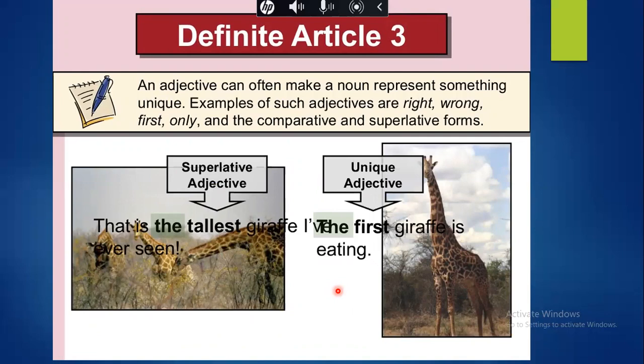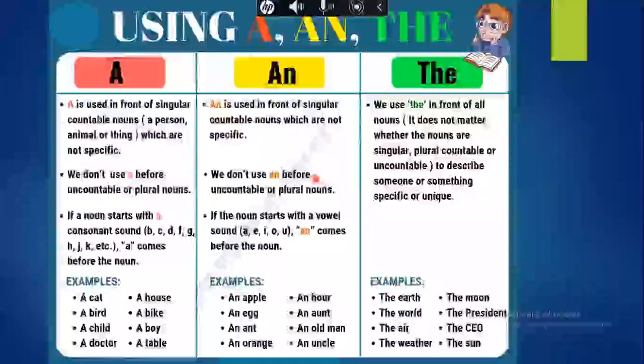The third condition is, an adjective can often make a noun represent something unique. Examples of such adjectives are right, wrong, first, only, and the comparative and superlative degrees. So here you can use the at the start of a comparative and superlative degree, like, this is the tallest giraffe I have seen, the first giraffe I have seen eating.